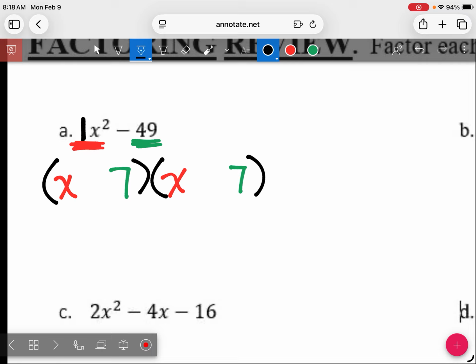And then what about the signs? Are they plus, plus, minus, minus? What do we put? A minus and a plus. That would be your answer.